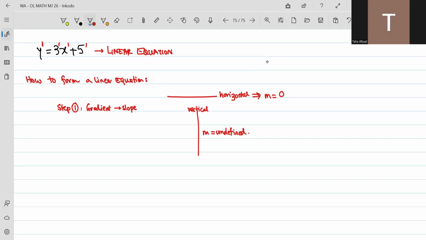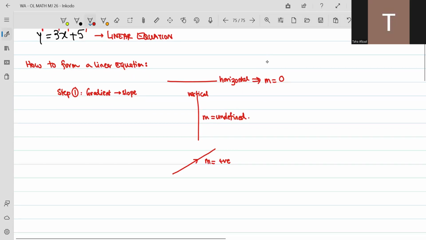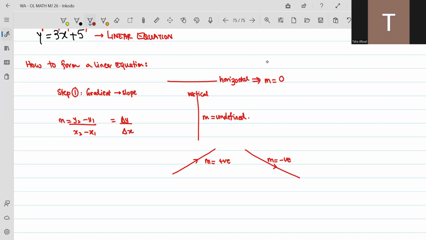Then, if you have a line sloping upwards this way, we say that the slope is positive, the gradient is positive, and when you have a line sloping downwards like this, the gradient is negative. The formula for gradient is y2 minus y1 over x2 minus x1, where y2 minus y1 is the change in y and x2 minus x1 is the change in x. This could also be learned as rise over run. We'll talk about this in a minute.